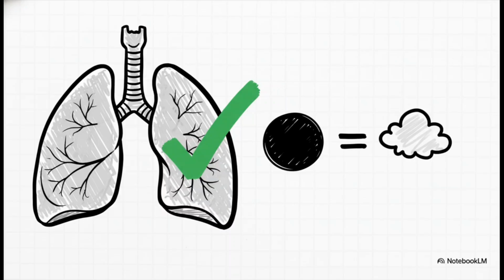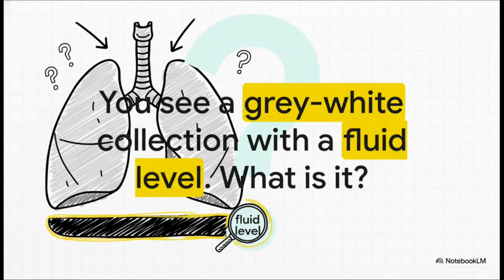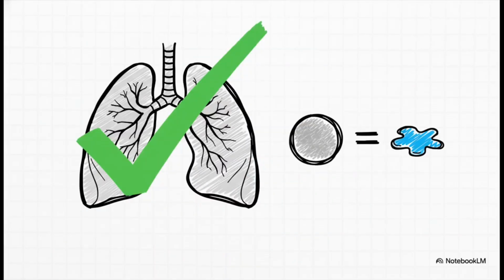Simple as that. Okay, case number 2. Now you see a grayish-white collection down at the base of the lung. It's even got a really sharp, clear fluid level. What are you thinking? And that is a textbook hemothorax. Again, it follows our rule to the letter. Gray-white equals fluid. You see? Once you get this pattern in your head, you really can't unsee it.